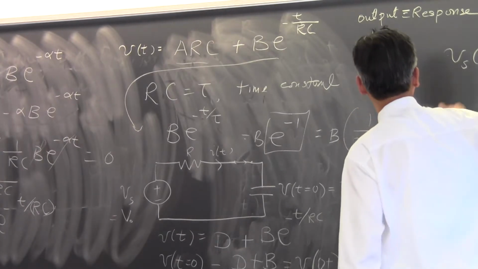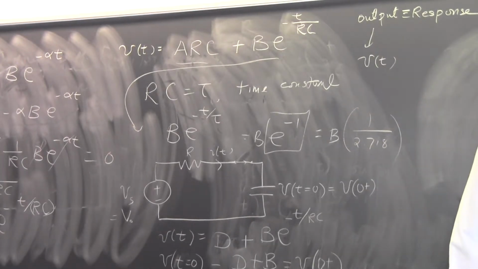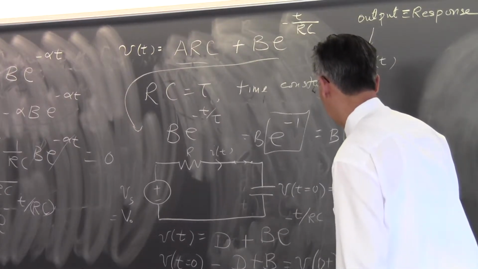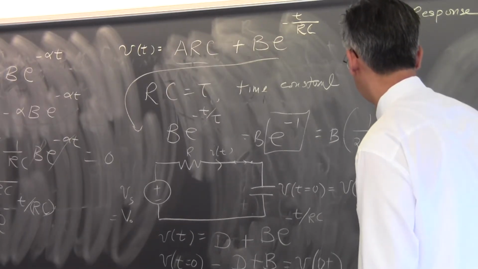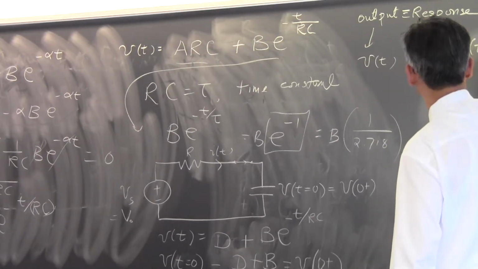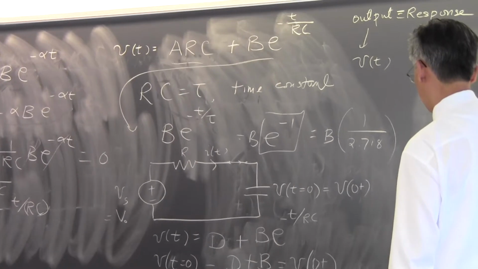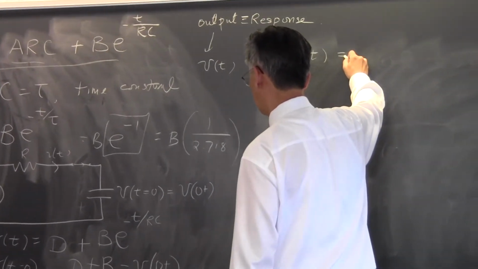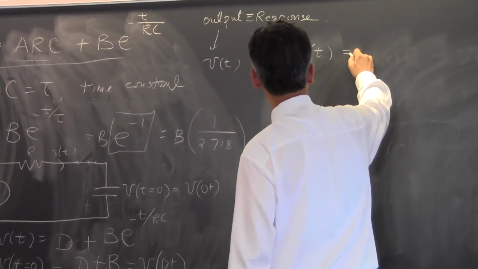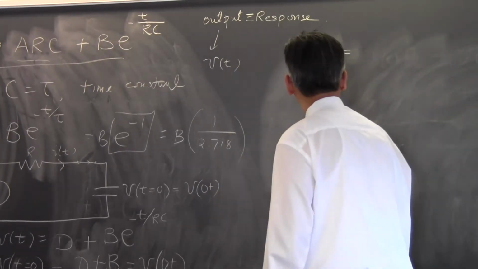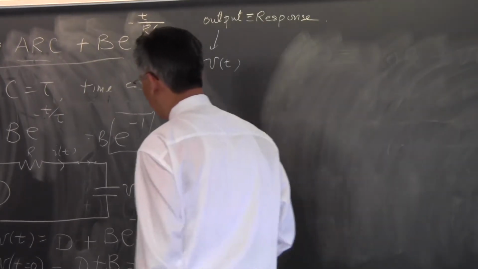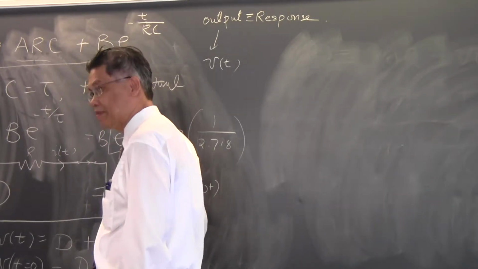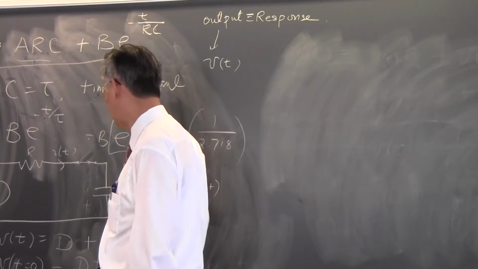So if I were to plug that in, then I would claim that V of t in general should be equal to that. But let me say something first. If that was initially what was set up to be, and at very late time, the capacitor will become an open circuit.